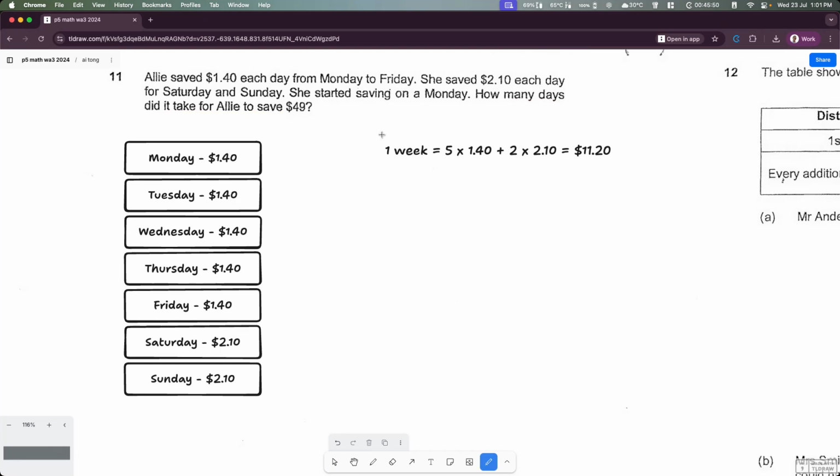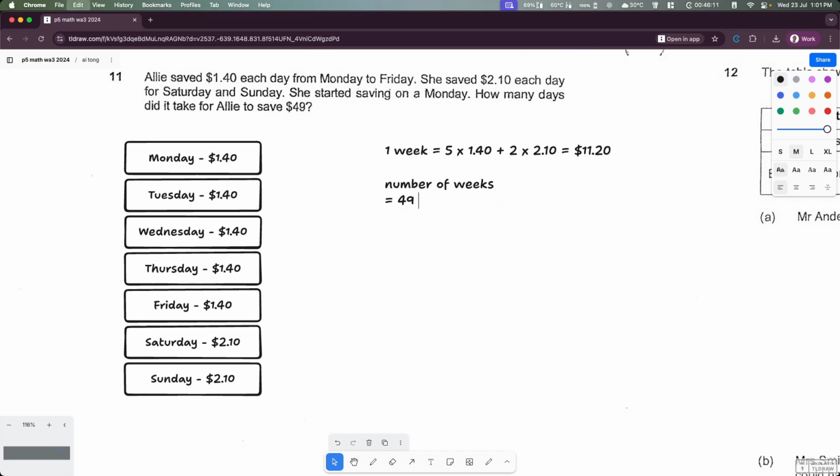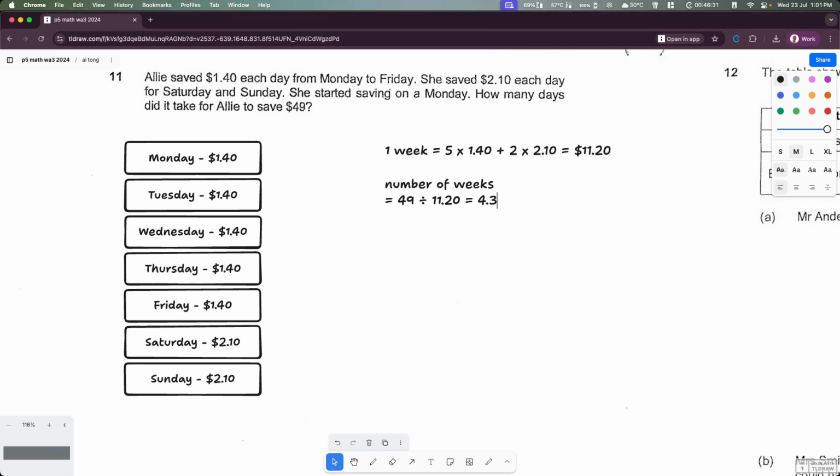Right, so basically 1 week is $11.20, so in a way you want to get the number of weeks. Okay, so what we're going to do is number of weeks is equal to 49, the total amount, divided by 11.20. Okay, so let's use our calculator. So 49 divided by 11.20 gives us roughly 4 weeks, so 4.375.